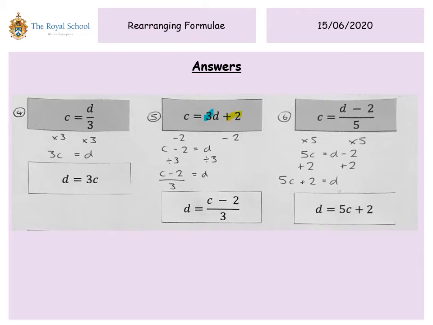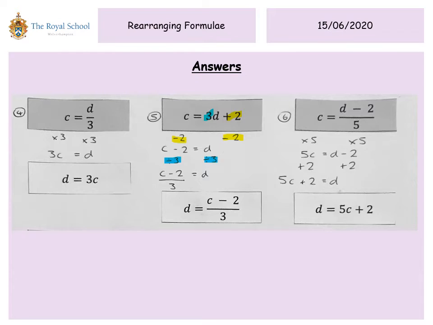Remember that would be the BIDMAS order for things, so when we're reversing we go against BIDMAS order. So we've taken away 2 first, and then finally we've got rid of the times by 3 by doing the divide by 3 opposite function. And be careful on how that's written as the fraction there.